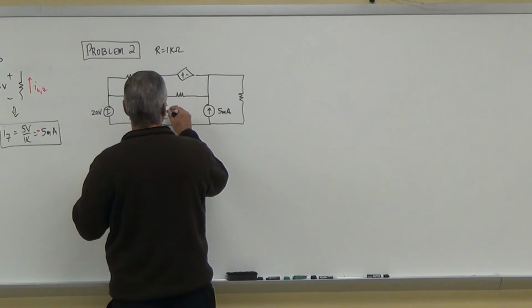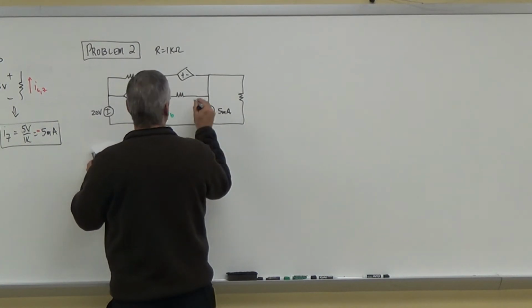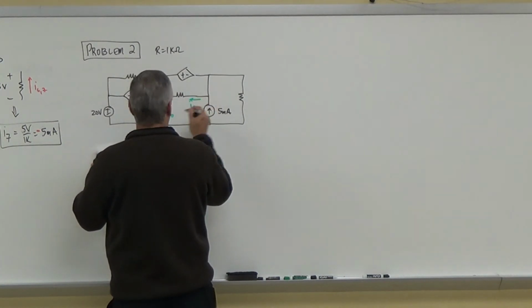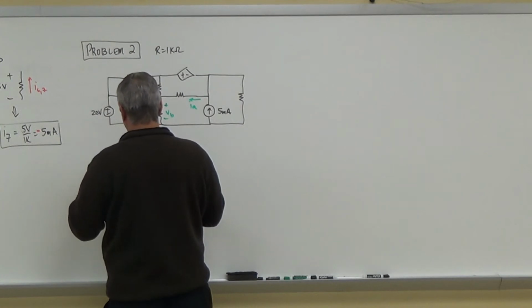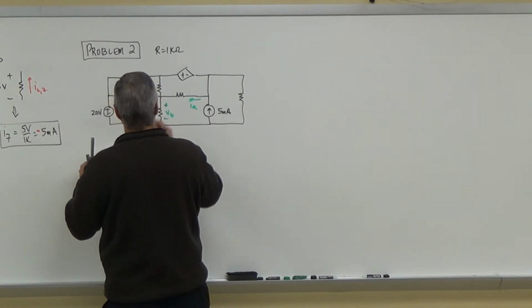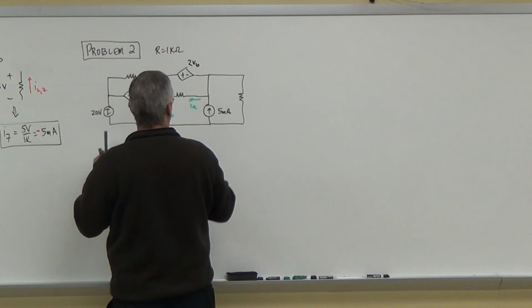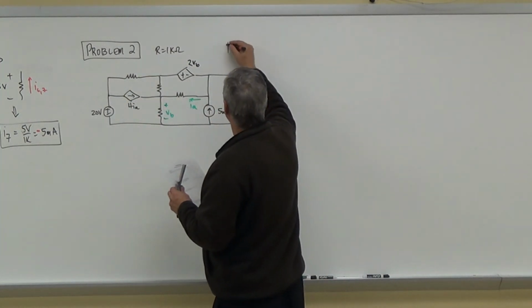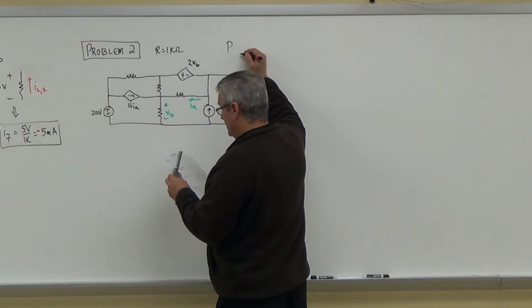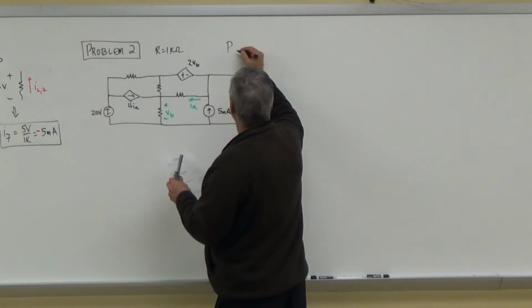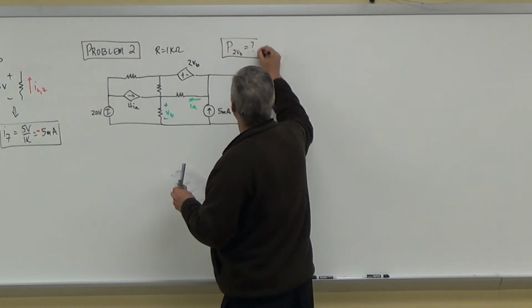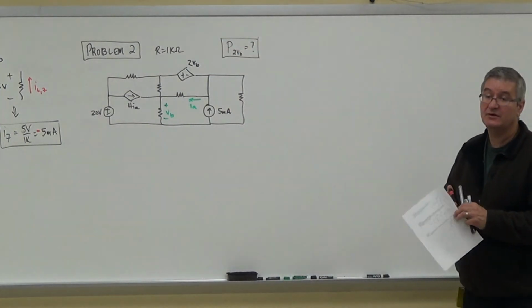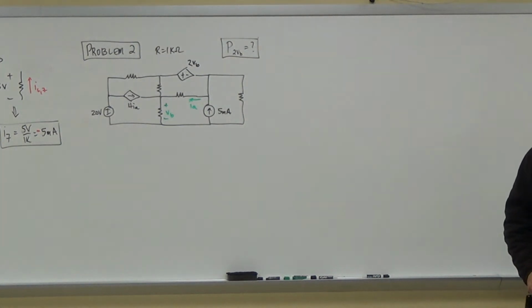So this guy is VB, this guy's IA, and this guy's 4A, this is 2VB, and that's that. So all we want here is to calculate the power of the 2VB source. Right? That's ultimately what we're asking. Let me give you a head start.